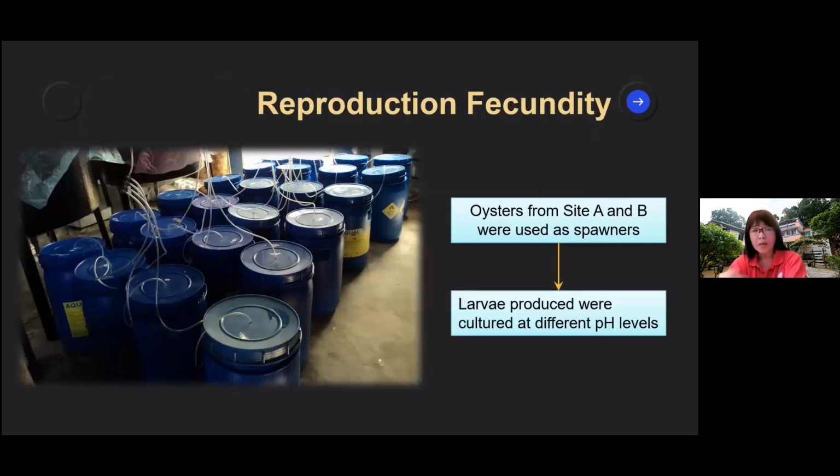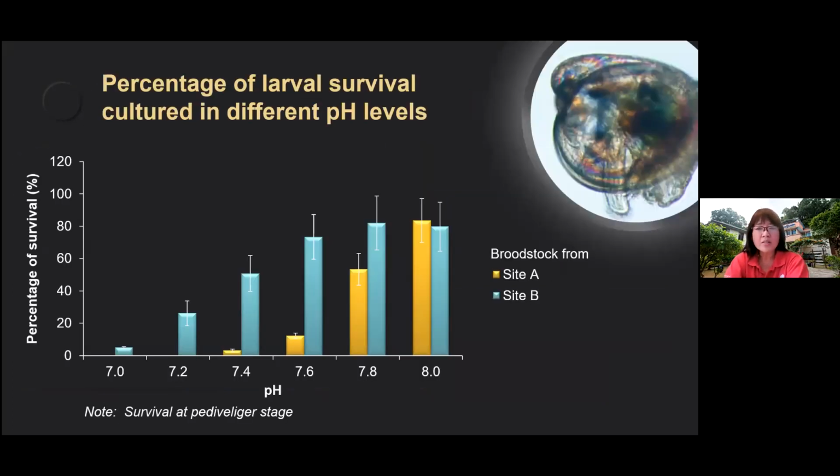So in our next experiment, following the earlier experiment, on the broodstock, we are talking about reproduction and fecundity. The oysters from site A and B were used as spawners, and the larvae produced were cultured at different pH levels. So this is the result. Bear in mind, site A is the full strength marine water with normal pH. Site B is the one in blue, which is exposed to lower pH.